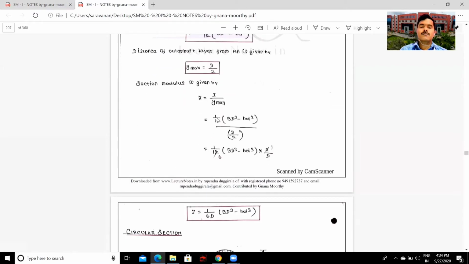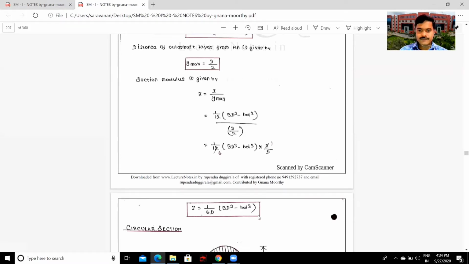So I is nothing but 1 by 12 into (BD³ minus small bd³) divided by y maximum, which is capital D by 2. So 1 by 12 into (BD³ minus small bd³) into 2 by D. Here 6 into 2 is 12, and 1 into 2 is 2, so the remaining is 1 by 6D into (BD³ minus small bd³).